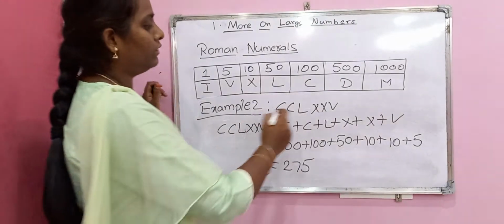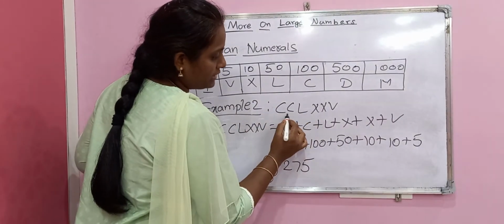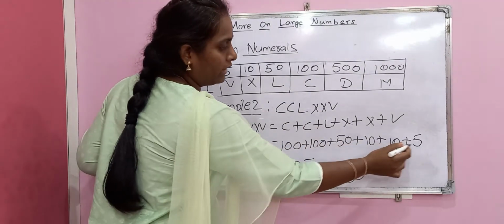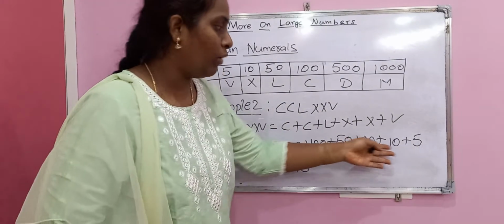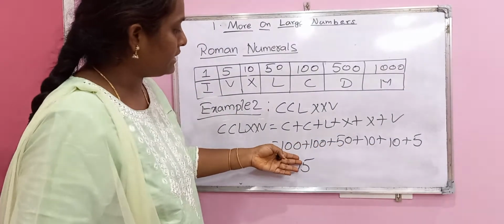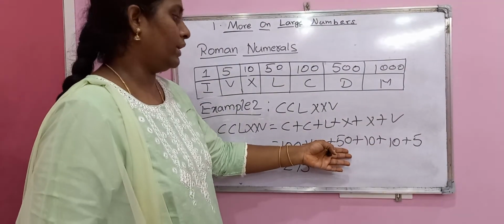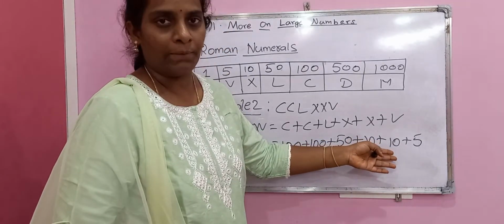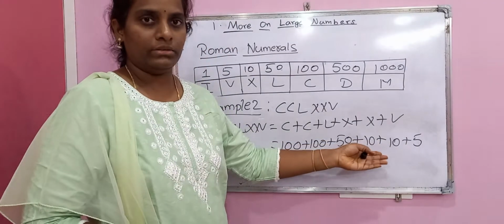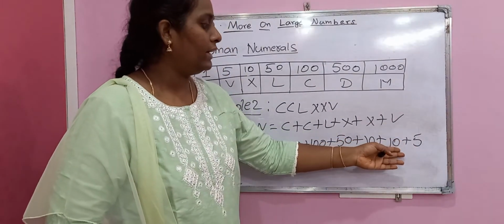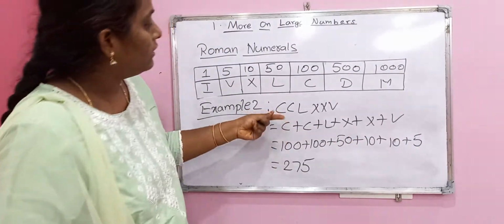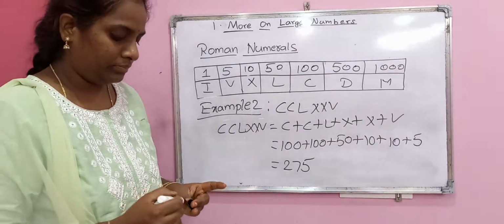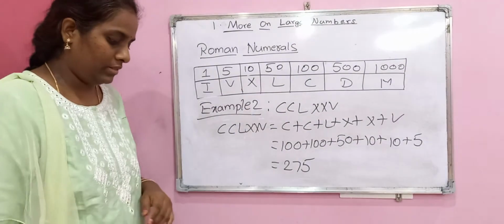See here, smaller numerals follow the larger numerals, as C 100, L 50, X 10, X 10, V 5. These all are smaller numerals. Here 100 is the larger numeral, 50 is smaller than 100. Here 10 is smaller than 50, and here 10 is the same. Same means repeated, so addition. And 5 is smaller than 10, so addition. Here the smaller numerals follow the larger numerals. Copy this example.